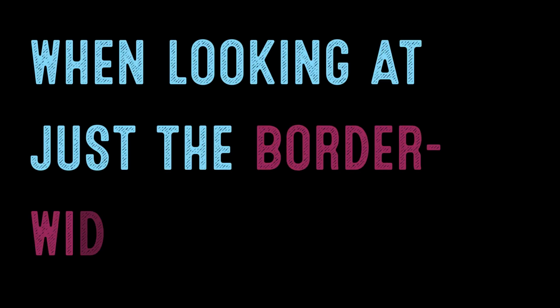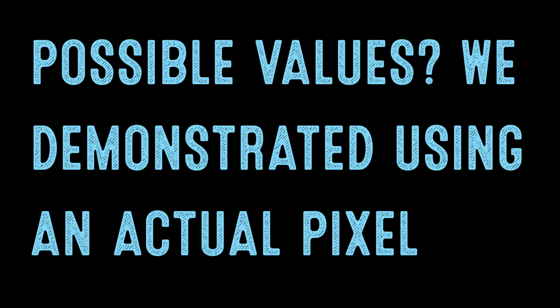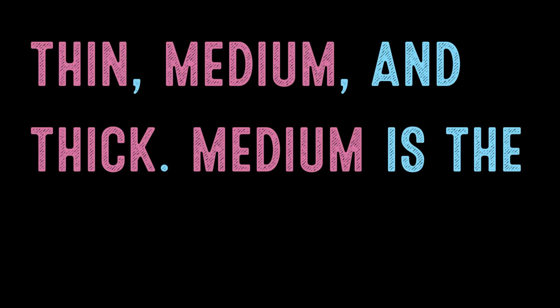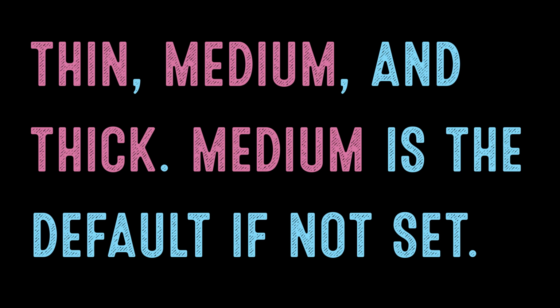When looking at just the border width, what are the possible values? We demonstrated using an actual pixel width, but the browser also recognizes thin, medium, and thick. Medium is the default if not set.